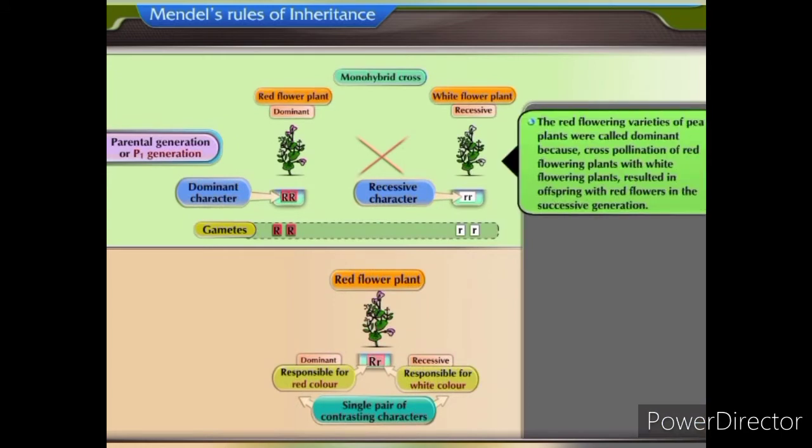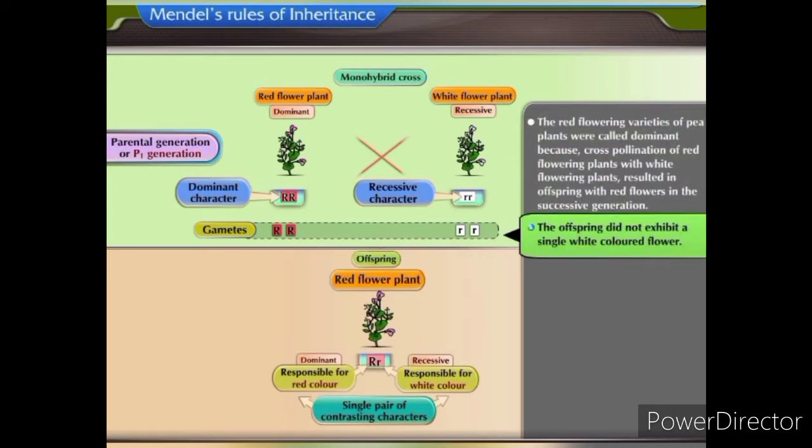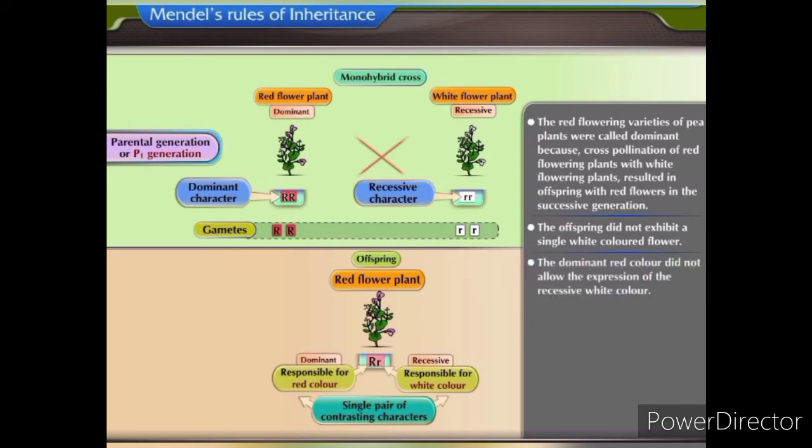The red flowering varieties of pea plants were called dominant because cross-pollination of red flowering plants with white flowering plants resulted in offspring with red flowers in the successive generation. The offspring did not exhibit a single white-colored flower. The dominant red color did not allow the expression of the recessive white color. Hence, white flowering plants were called recessive.